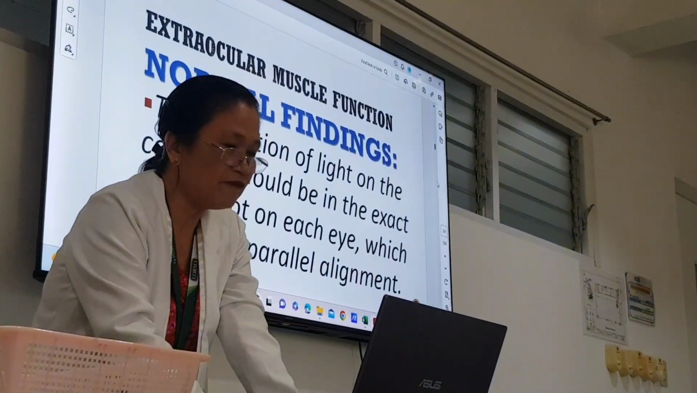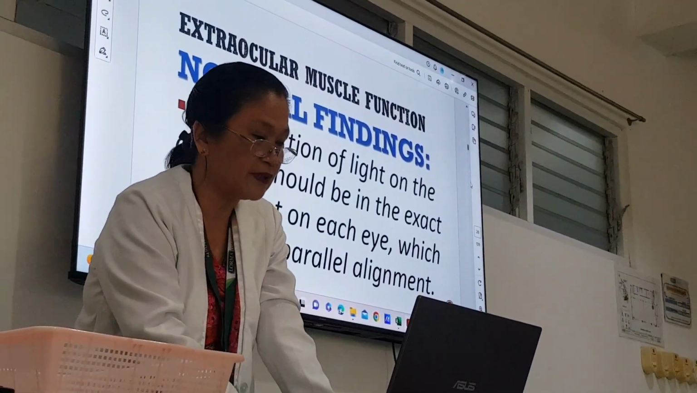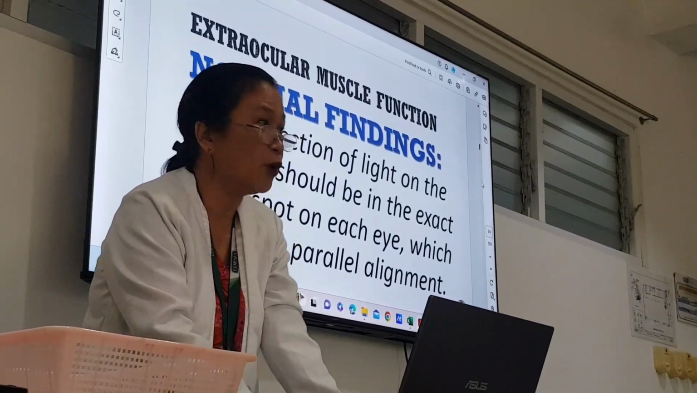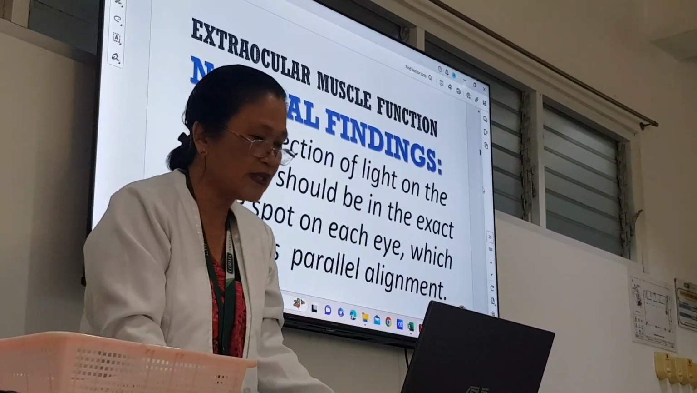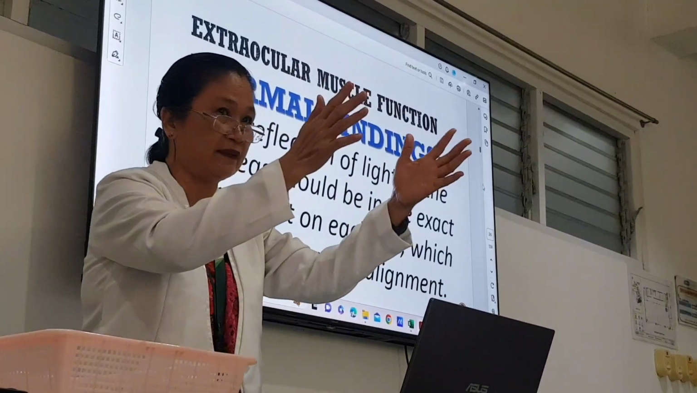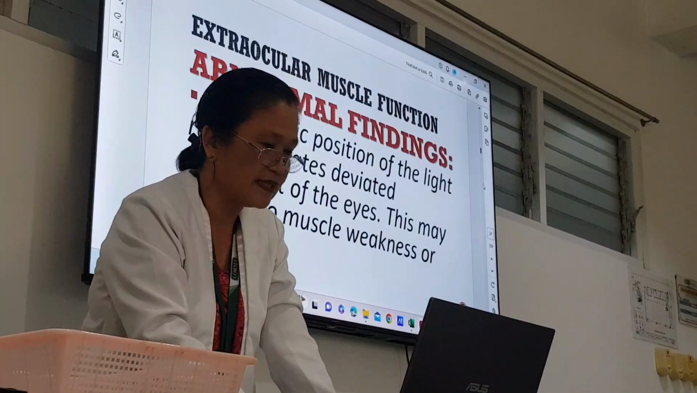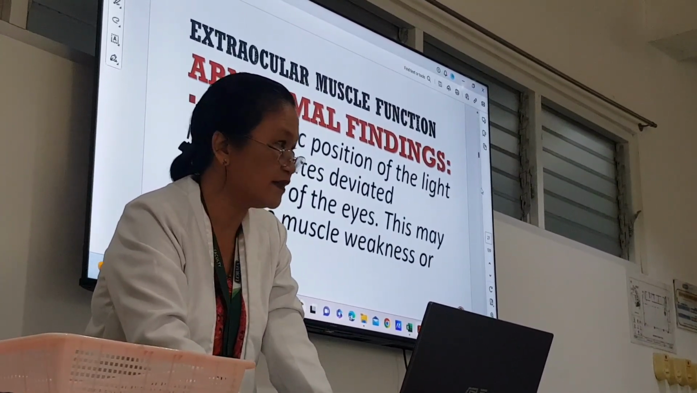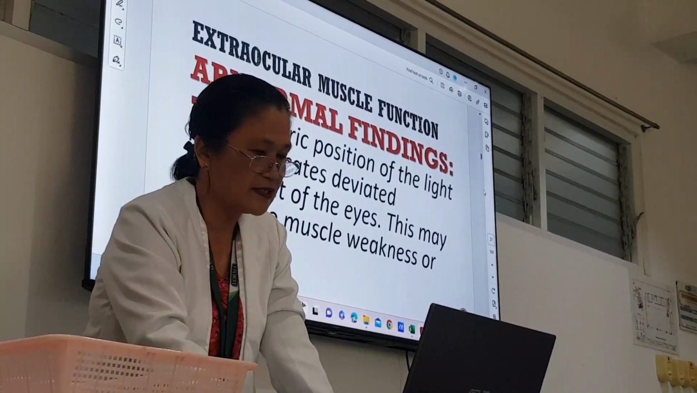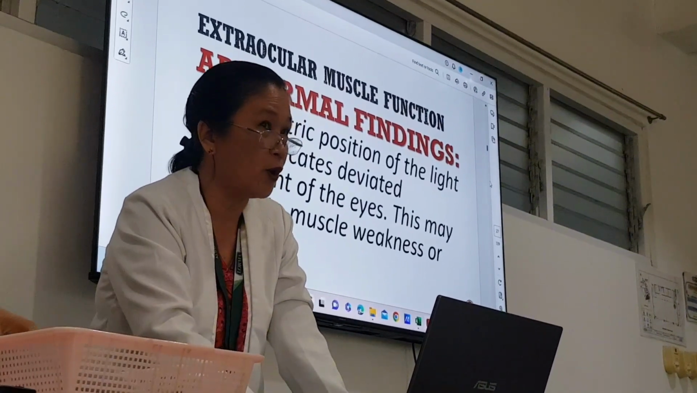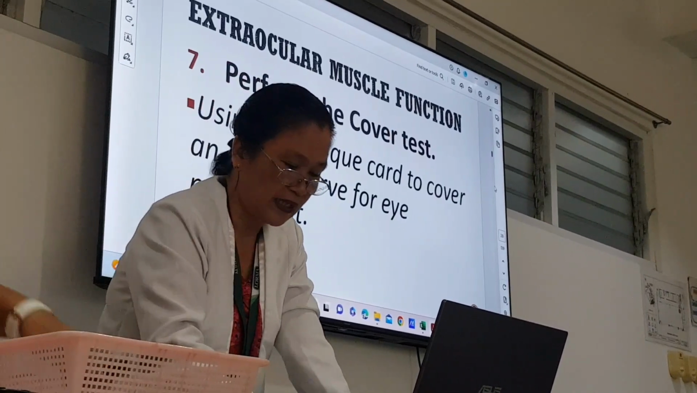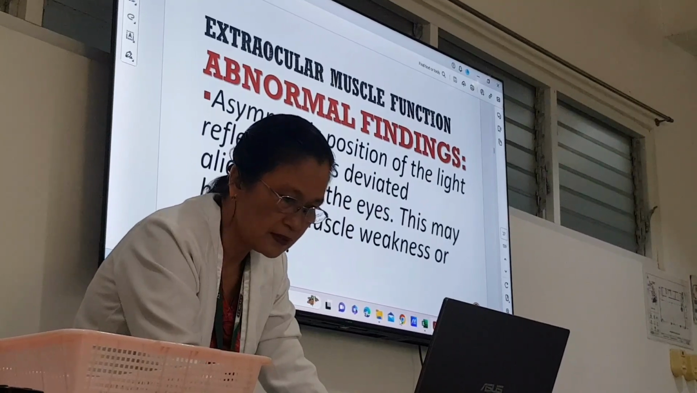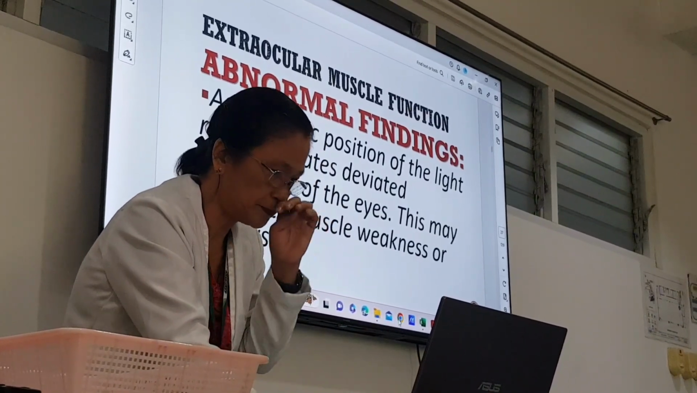So, ang normal findings, the reflection of light on the cornea should be in the exact same spot on each eye, which indicates parallel alignment. Parehas lang sila. Okay, next. Asymmetric position of the light reflex indicates deviated alignment of the eyes. This may be due to muscle weakness or paralysis. So, teka, mayroon akong papakita sa inyo. Sorry, nakalimutan ko yung gawin.